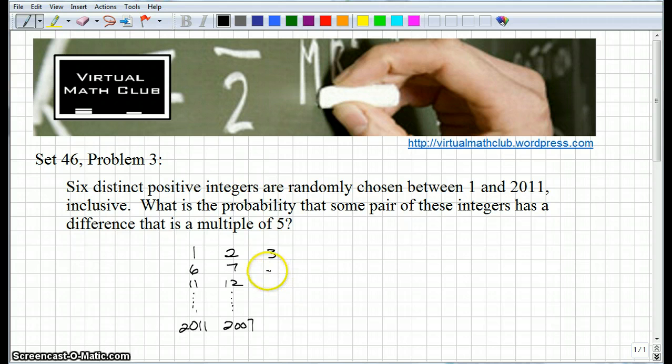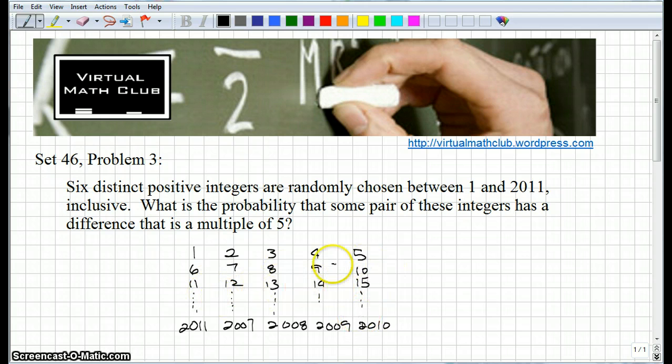If we had 3 in the list, then we'd have 8 and 13 all the way up to 2008, right? If you took any two of these numbers, you would get a difference that's a multiple of 5, right? 4, 9, 14, all the way up to 2009. We'd have 5, 10, 15, all the way up to 2010. Okay, and that basically takes care of all the numbers.